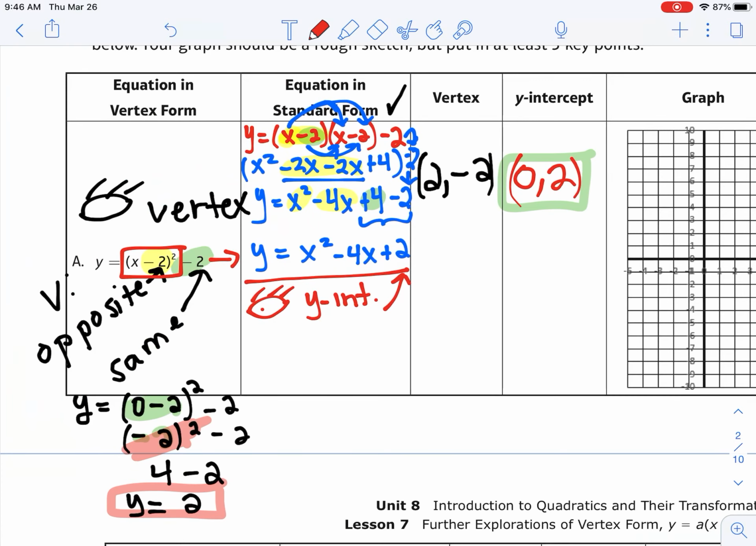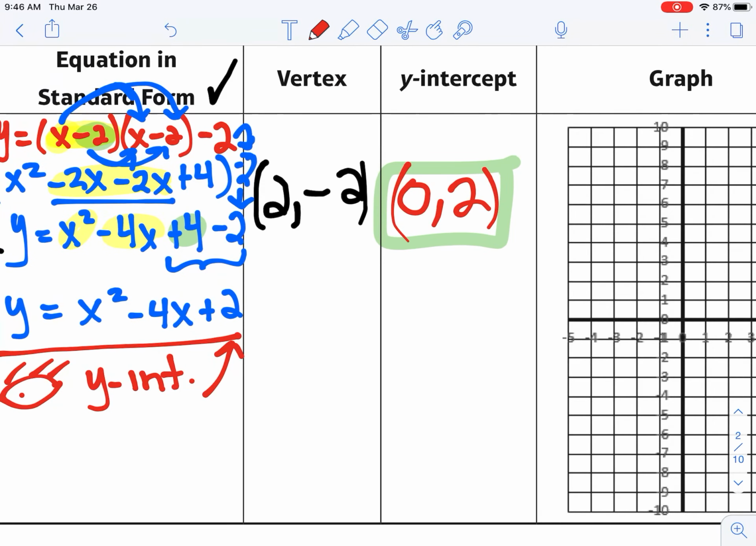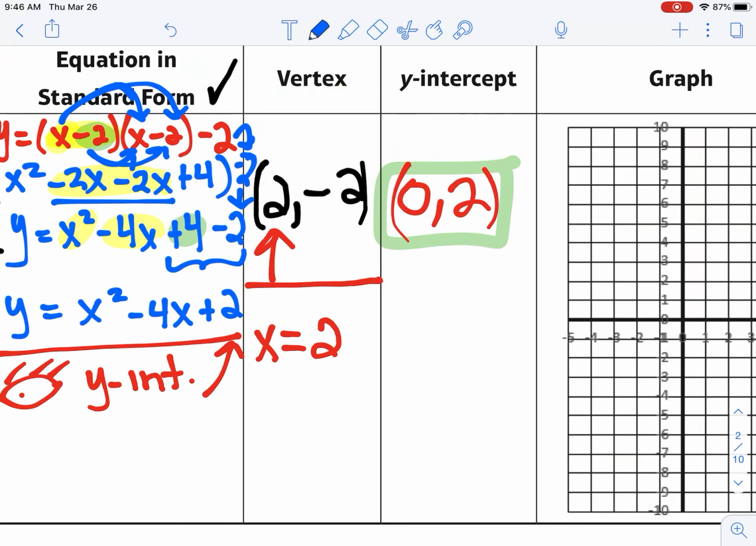All right, so to graph in vertex form, we start with the vertex, which is at (2, -2). The one thing I'd like to add is our axis of symmetry. The axis of symmetry is at x equals a positive 2. If you have the x value in the vertex, you have your axis of symmetry, and that's an important key feature. So let's start graphing this.